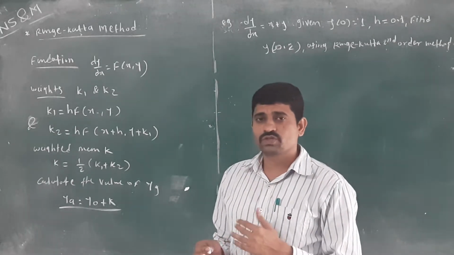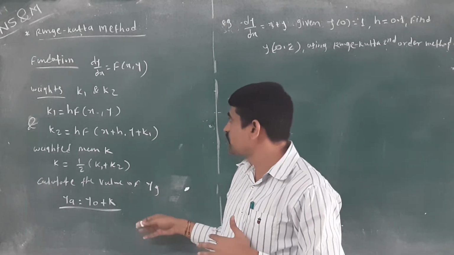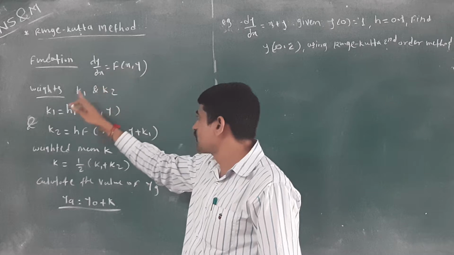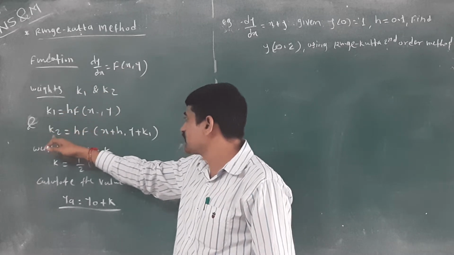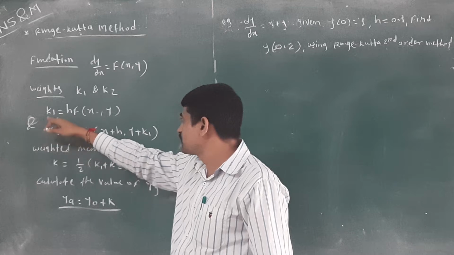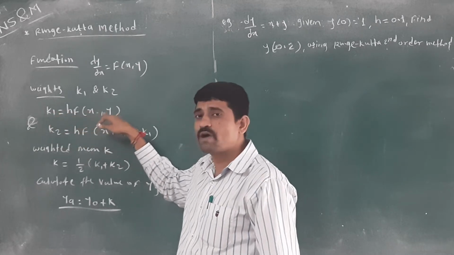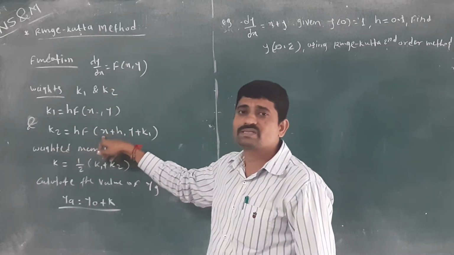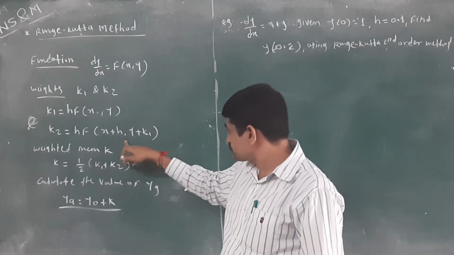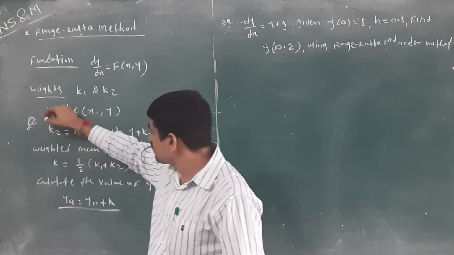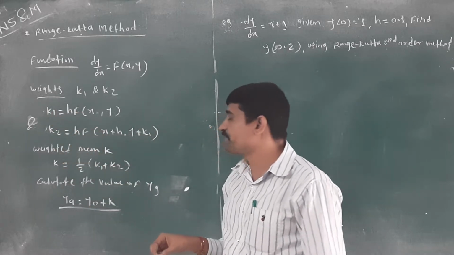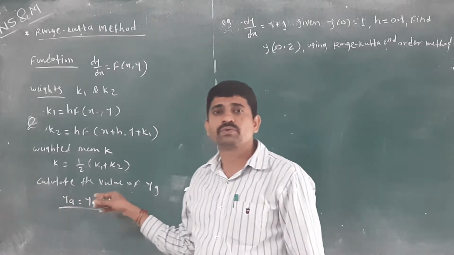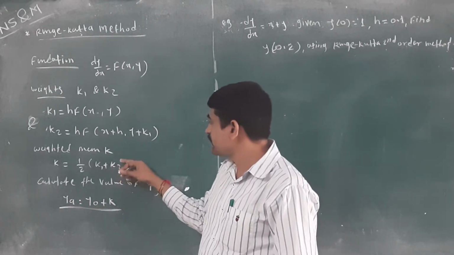This method is very simple. You should remember the formula. What is the given function? For that function you have to calculate the weighted values k1 and k2. k1 is equal to h f(x, y), and k2 is equal to h f(x plus h, y plus k1). With the help of k1 and k2, you have to calculate the weighted mean k, which is half into k1 plus k2.